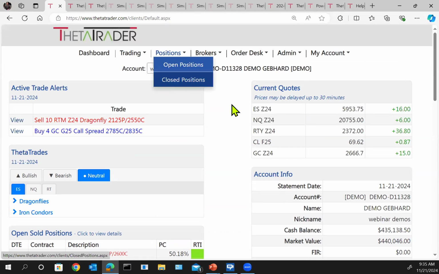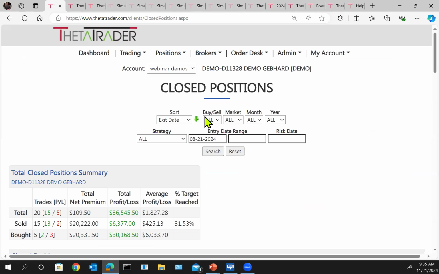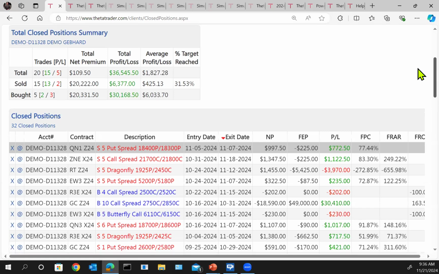But here's how you look at your closed positions. And this might demonstrate what I just said a little bit better. You can filter for the market or the month or the date range, but let's just go ahead and keep this simple and look at whatever's on this page here, 20 on each page.